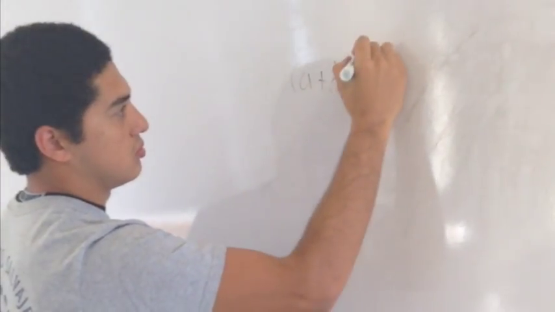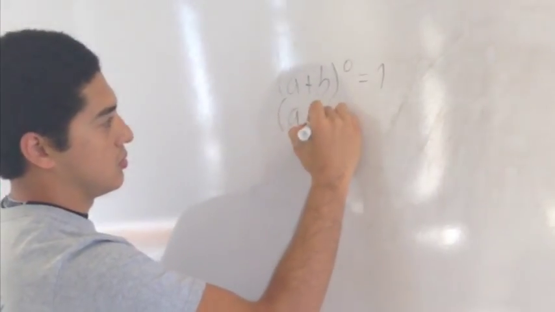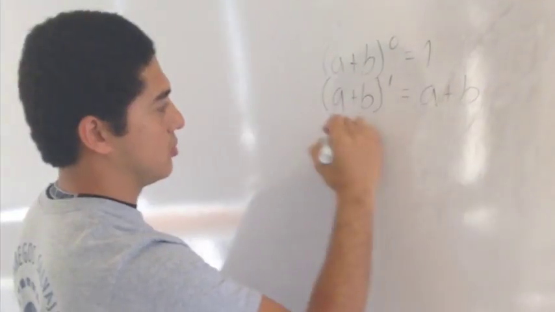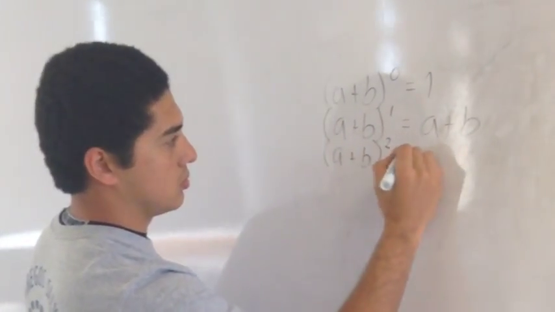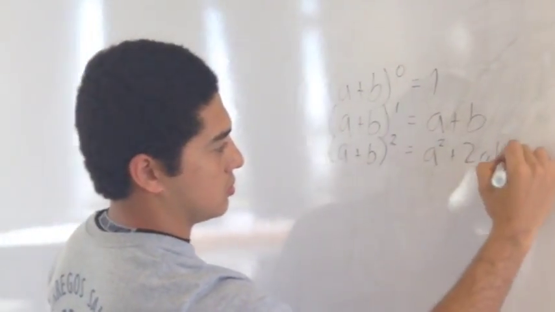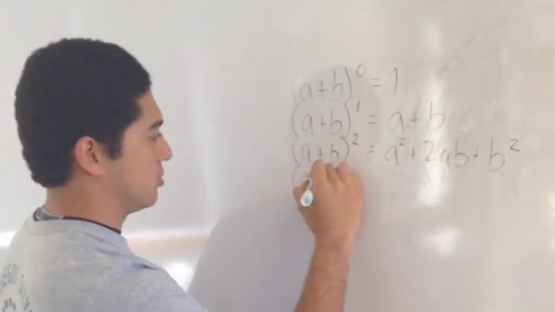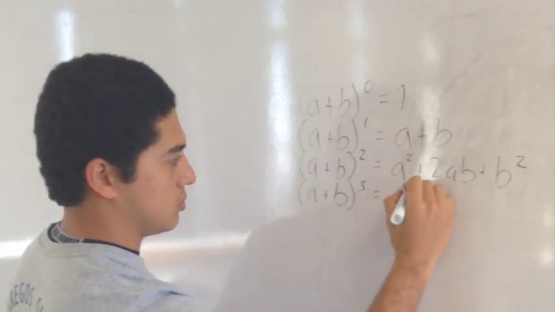We have different rules for binomials elevated to a certain exponent. For example, when the exponent is 0, the result will always be 1, no matter which number it is. Another rule is that the number of terms in the result will always be the exponent plus 1. For example, when you elevate a binomial to the square, you get 3 terms in the result.